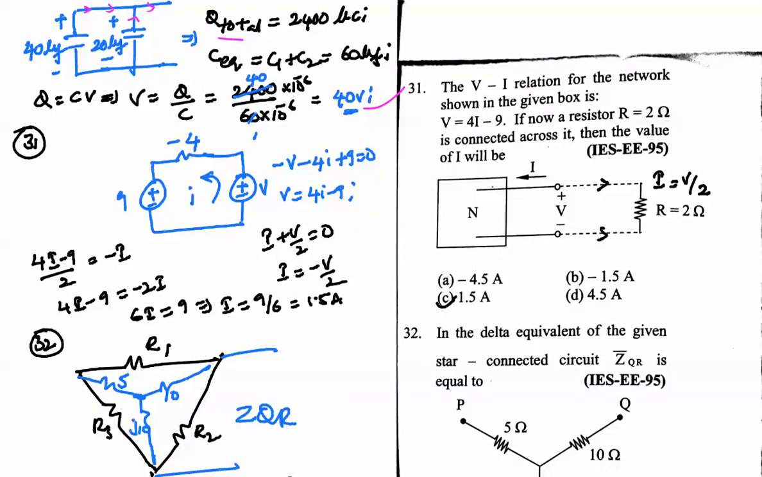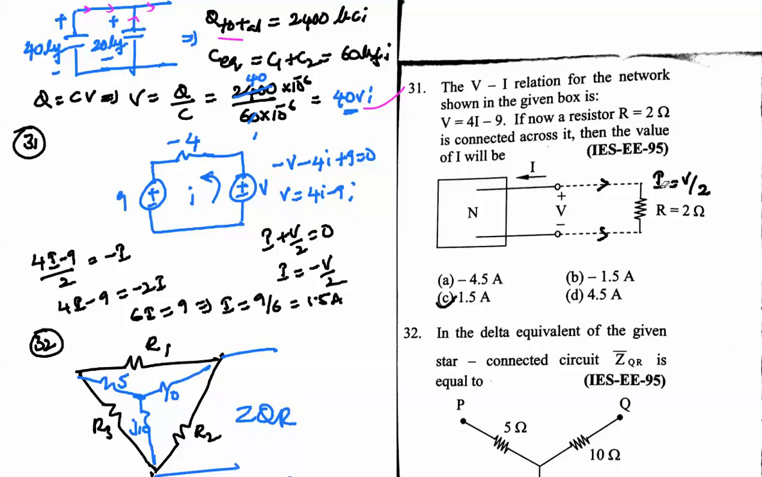Next, 31. The voltage and current relationship for the network shown in figure is V is equal to 4I minus 9. If now a resistance of R is equal to 2 ohms is connected across it, then the value of I will be. So previous cases, here we have a network here. In this network, the voltage is there, but the current is flowing in this direction here. That means previous cases the voltage is supplying the current into the network. Now what we have done is a resistance is connected here. So if you apply KCL here, this current is equal to opposite of this current here.